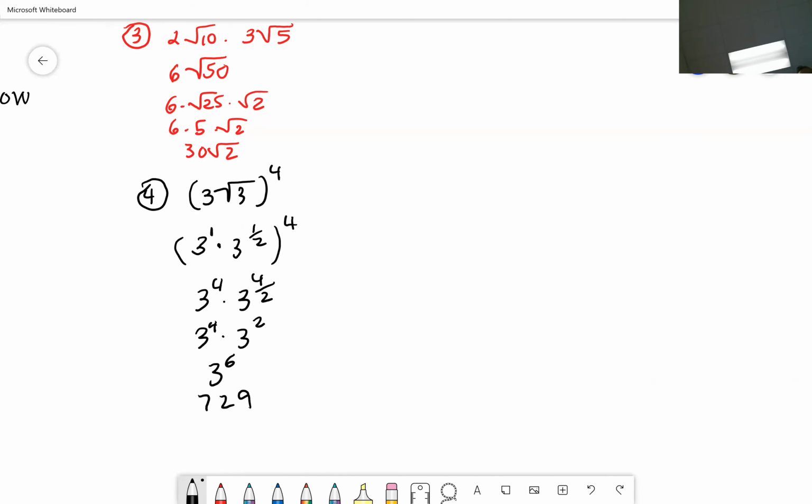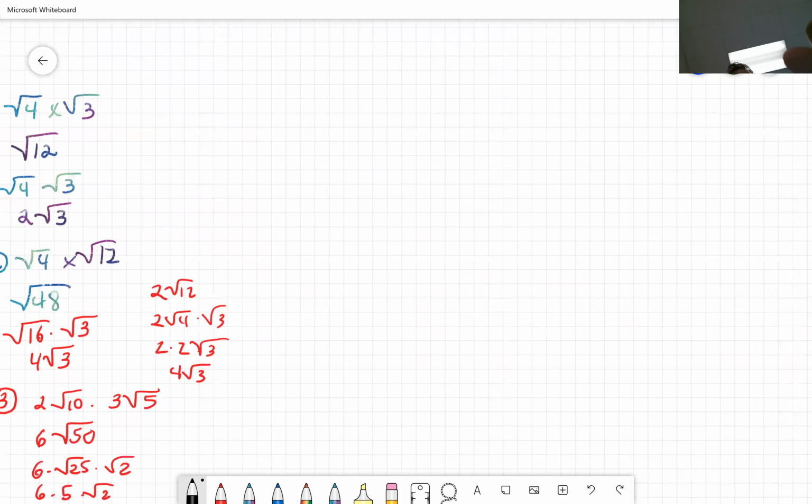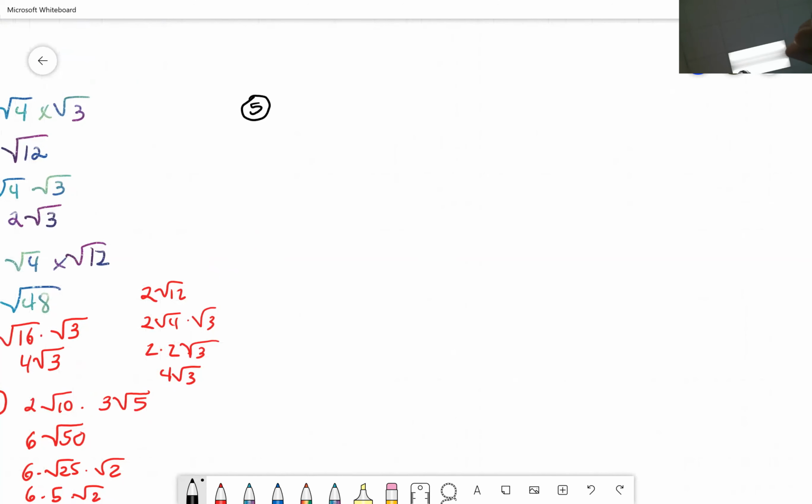So far, is this tough? Does it seem hard? I know a lot of you are intimidated by radicals, but the math level for it is not very high. It's just, do you know your times tables?